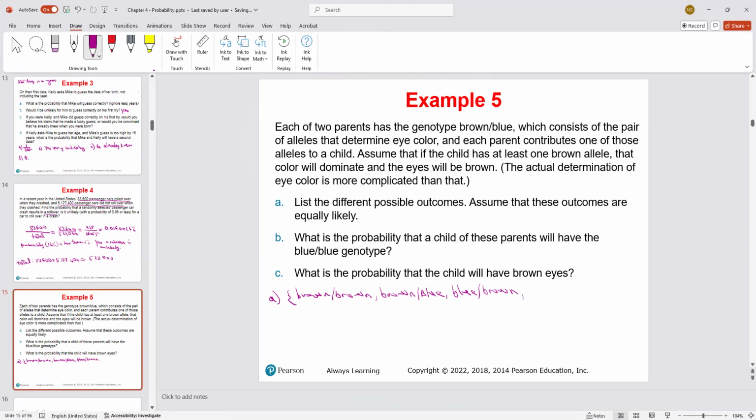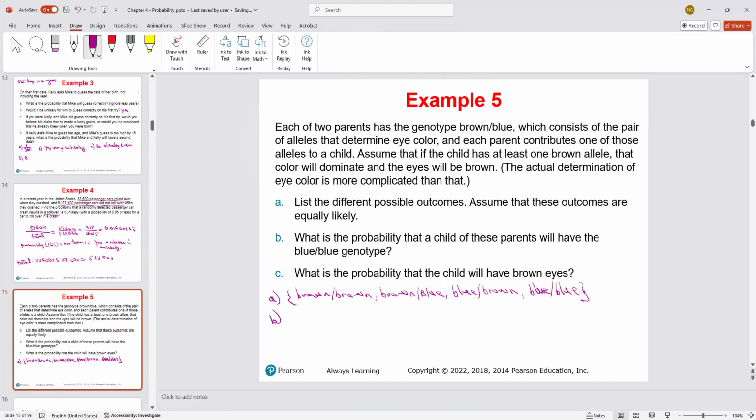What else can we say? We have brown, blue, brown, or we can also have blue, right? It all depends on what the parents have. Now, those are all the possible different outcomes. We said these outcomes are equally likely to happen.